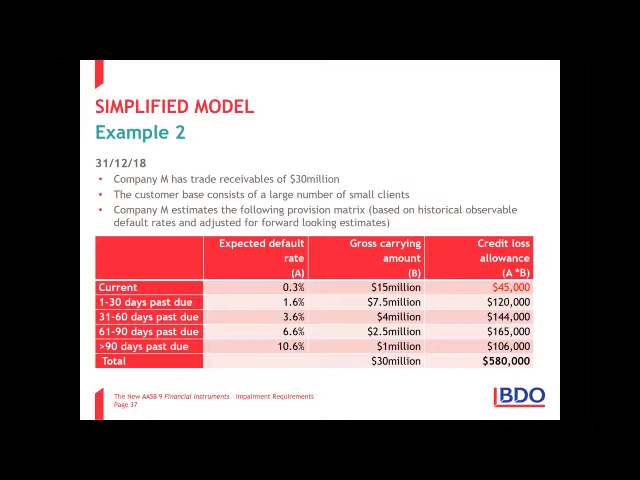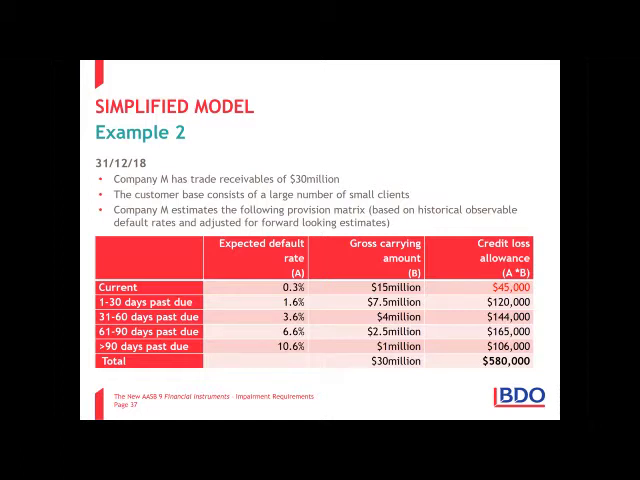So to show you what I mean with the simplified model, let's look at example 2. Now in example 2, we're saying on the 31st of December year 18, company A has trade receivables of 30 million. And the customer base consists of a large number of small clients. And company M estimates the following provision matrix. So it's based on historical observable default rates, but it's also been adjusted for forward-looking estimates. So, expected macroeconomic conditions to exist in Australia, as example, or in the different regions where you operate.